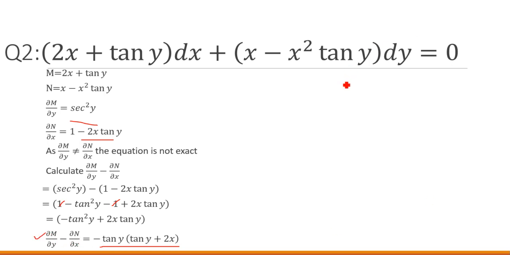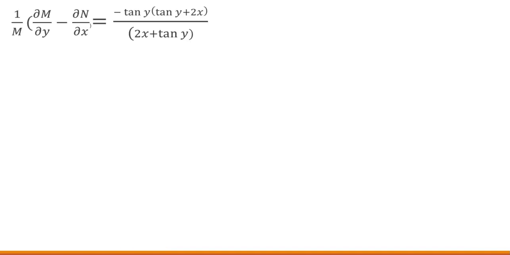Now we have to either divide it by m or n. So we can clearly see that tan y plus 2x is the same as m. If we divide it by m, then we can get an equation which is just using the variable y. So doing these steps, now we just divide both of them, they both get cancelled. We've got tan y as our f, like this is f here.